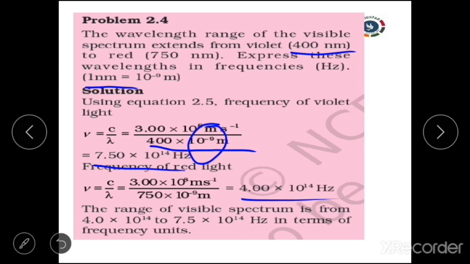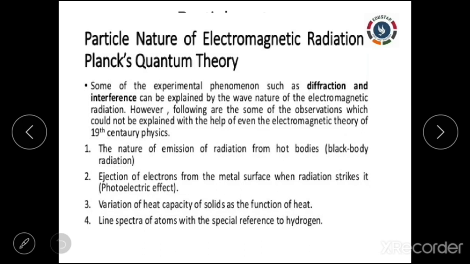That's all of this problem. Now moving to the particle nature. In the beginning itself, I said that electromagnetic radiation can behave both as wave and particle, right? At this moment, I am saying some stuff for proving that electromagnetic radiation also has a particle nature. This is actually called Planck's quantum theory. So we are going to introduce you to a new term, quantum theory.